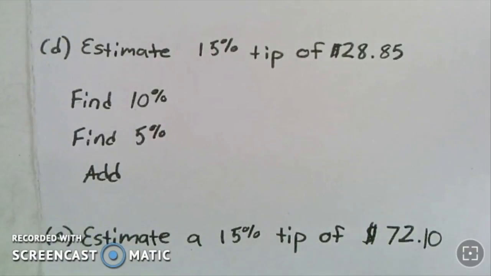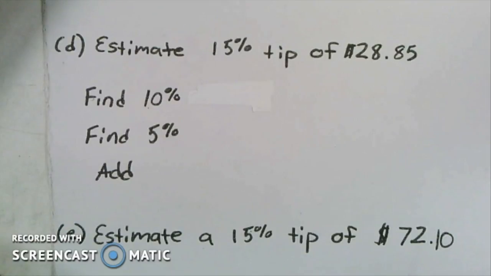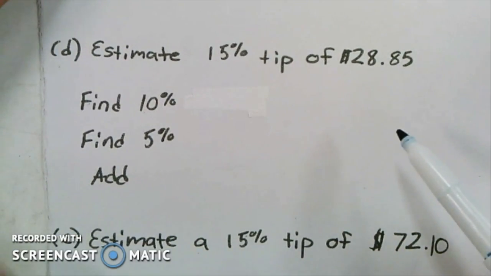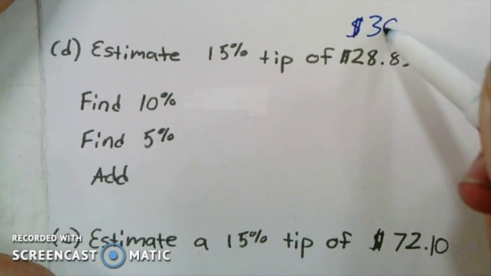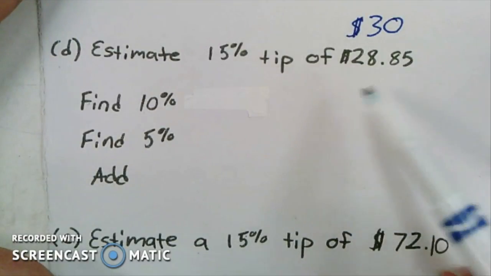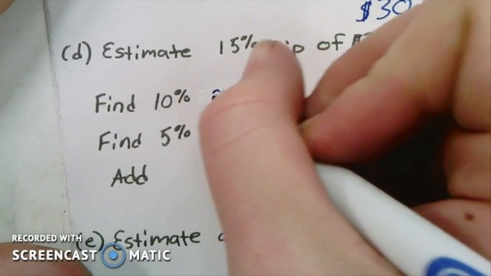All right, now the last type of problem that this lesson has is estimating a 15% tip of a number. The way that we're going to do this is first round $28.85 to an easy number to work with. So I'm going to round it up to $30. Now I'm going to estimate what 10% of $30 would be by just moving my decimal place one over. So 10% is about $3.